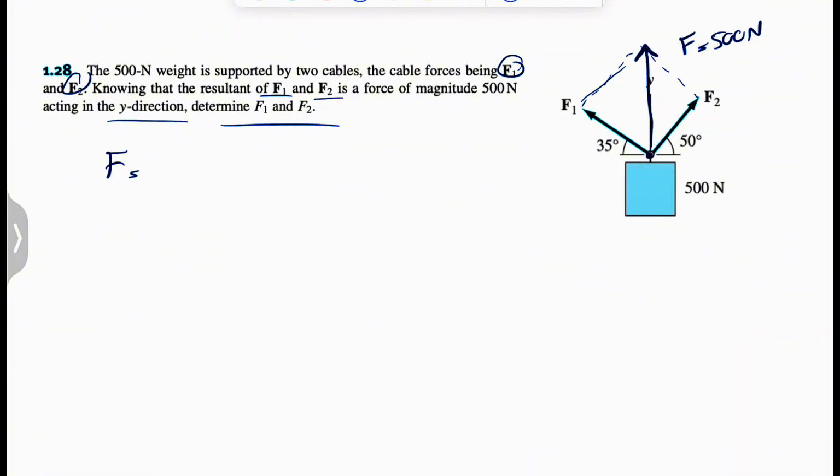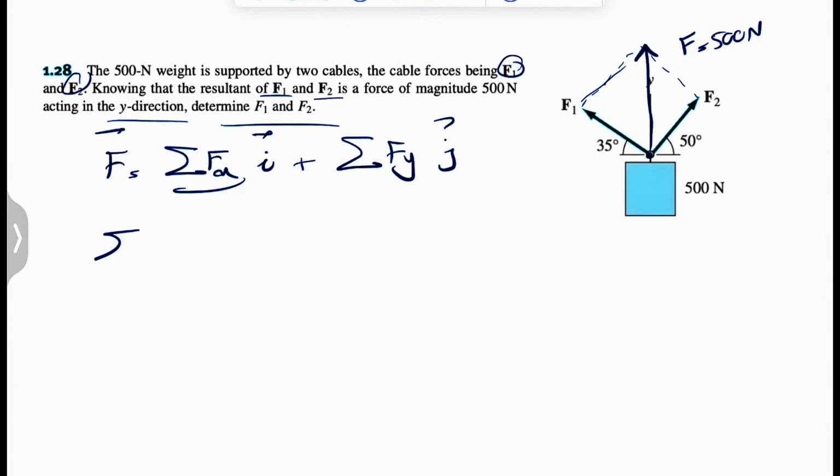Our F would be the sum of all forces in the x direction, if you just want to show it in vector form, i, plus the sum of all forces in the y direction, j. We can also call these Fx and Fy. So from the question, we know the i component of the force F has to be 0, and this is going to be our positive direction for x.